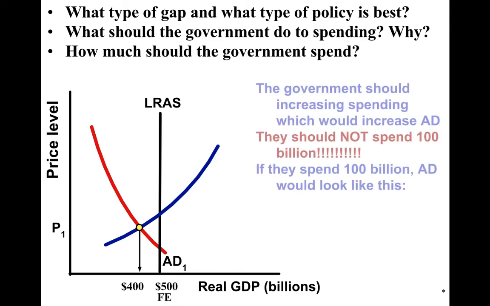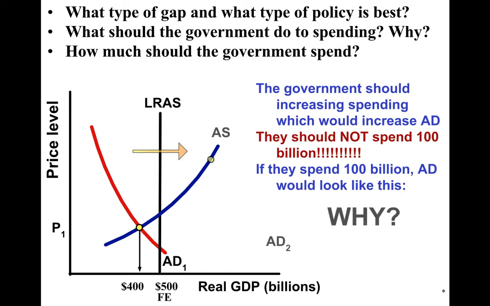But they really shouldn't spend $100 billion, because if they spend $100 billion, it would look like this. Now, why is that? Why would it go all the way over there? Well, think about it. The velocity of money, right? So they spend $100 billion. So say they build $100 billion worth of roads. Well, they're hiring all these firms and paying them. Now they have workers who now have more money to spend, and all of a sudden we're boosting our AD way past the long run. Okay? So they don't actually have to spend $100 billion. And we know that because of the multiplier effect.